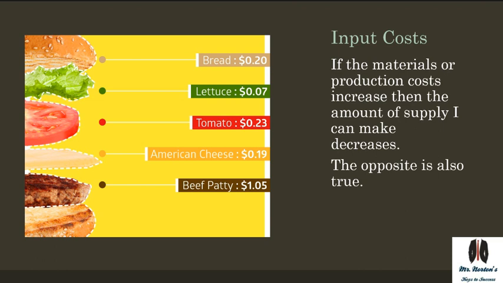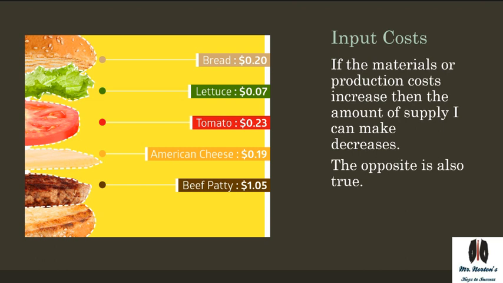Now the opposite's true too. If I have just a 5-cent decrease in beef, I go from 57 hamburgers to 59. So basically, it's pretty easy. If it becomes cheaper to make it, I can make more. If it becomes more expensive to make it, I will then make less.